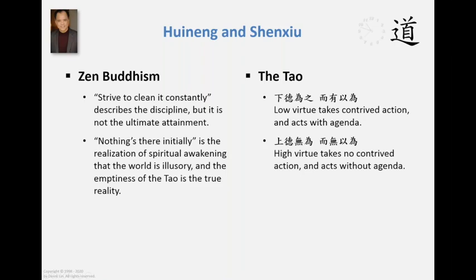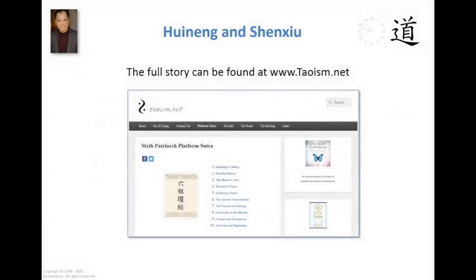So for the complete story, with all the details, you can always go to daozen.net. Right in the middle of the menu, you will see Platform Sutra. This is the sixth patriarch, Platform Sutra. That's a direct translation of the 4 characters that you see here. 六祖坛经. It's a literal rendition.